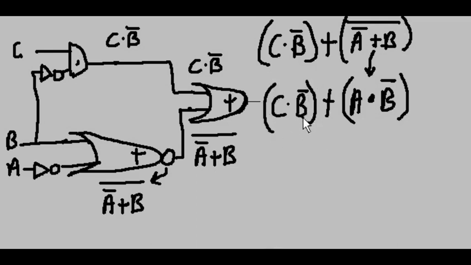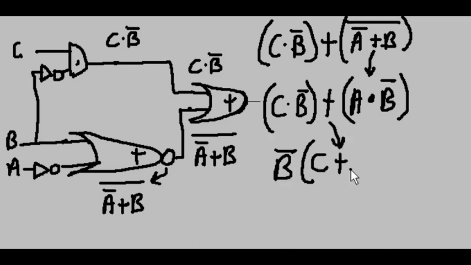So, look at both of these expressions. We have a common factor, and that's the B not. Let's take that out and ask ourselves a question. B not times what gives me C times B not? The answer is C. I bring down the OR symbol.